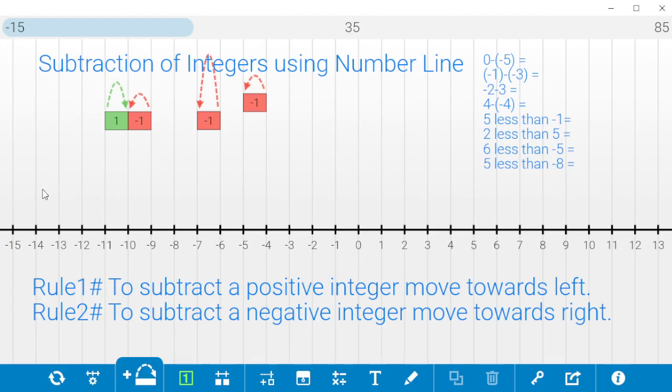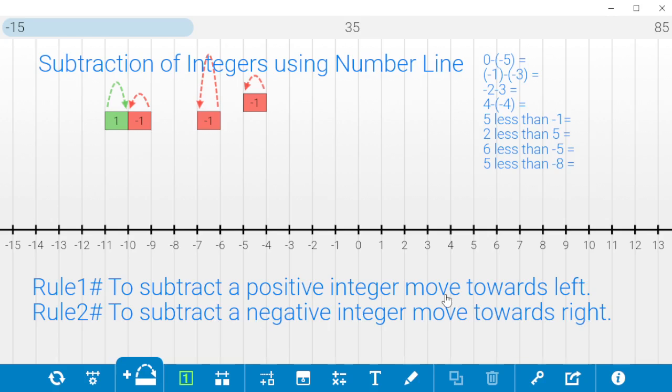Yes, here we are. So, to subtract integers using number line, there are again two rules which we have to follow. The first one, that whenever you have to subtract a positive integer, you have to move towards left. And to subtract a negative integer, you have to move towards the right.